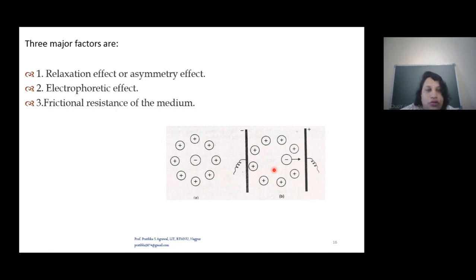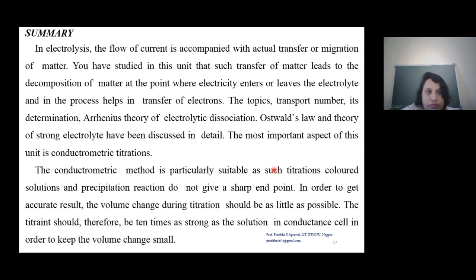Now, in summary, what we have learned is that in electrolysis, the flow of current is accompanied by the actual transfer or migration of matter. You have studied in this unit that such transfer of matter leads to the decomposition of matter at the point where electricity enters or leaves the electrolyte. We have studied transport number, Arrhenius theory, Ostwald theory, Kohlrausch law, Debye-Hückel theory, and the advantages of conductometric titrations. So this is all about unit 5.